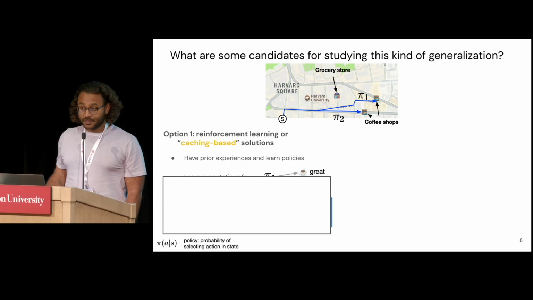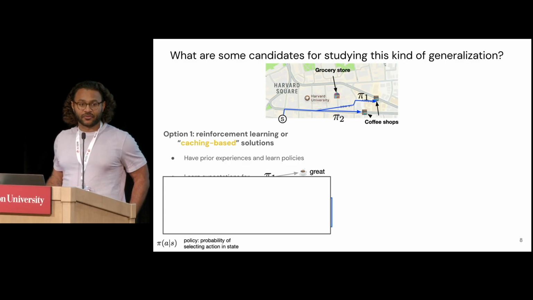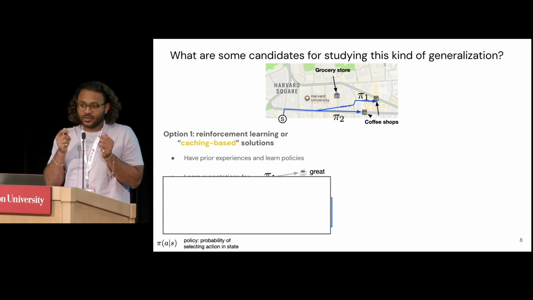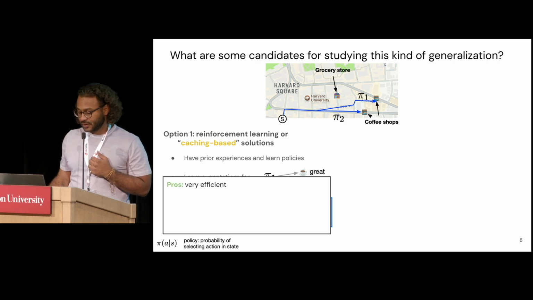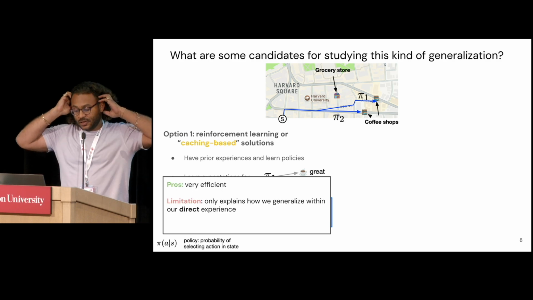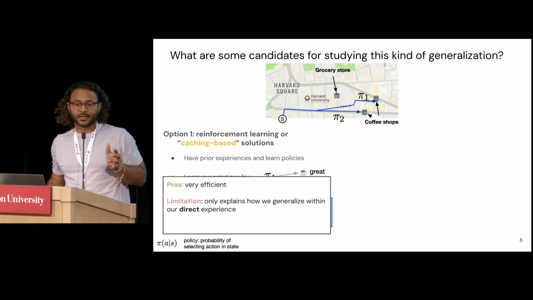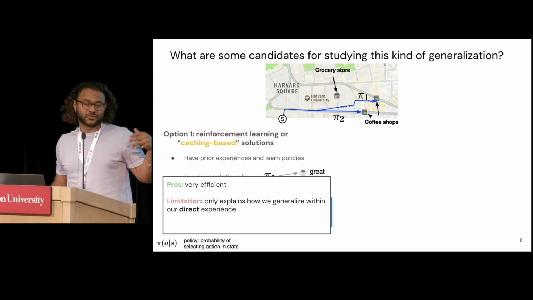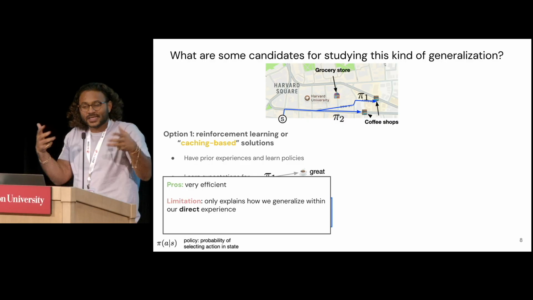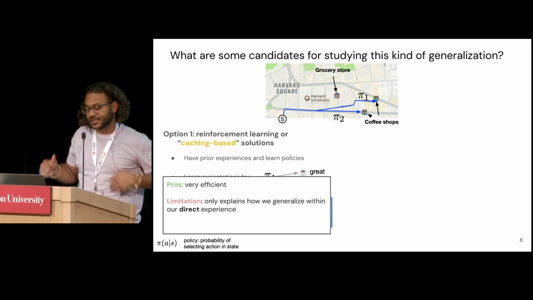Now, the pro of this is that it's very efficient. Because you have this cached expectation, evaluating it for new things is very quick. But the con is that this only explains how we generalize within our direct experience. So we can generalize, for example, to going to the grocery store, but that's not within our experience, and so it's not really explained by this caching solution.